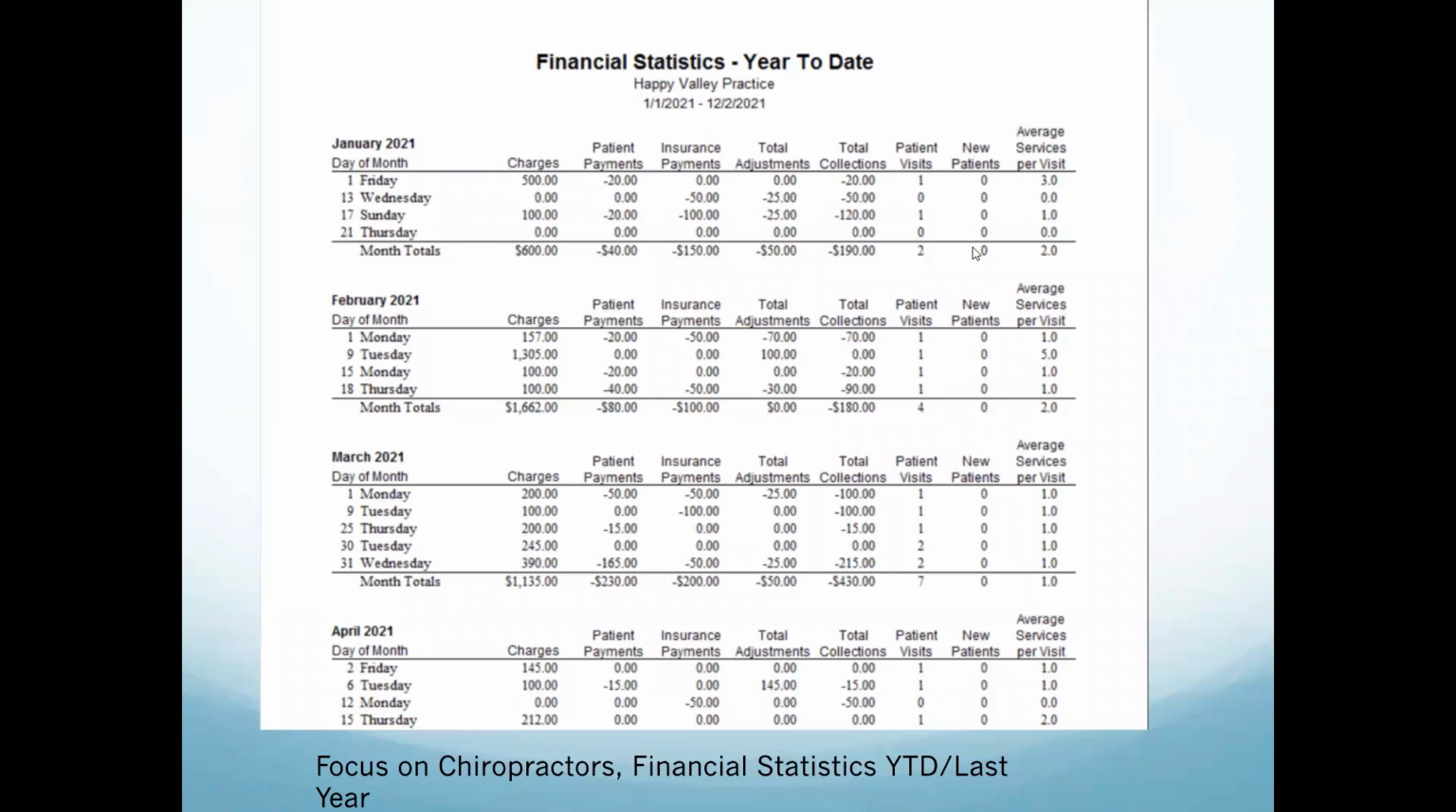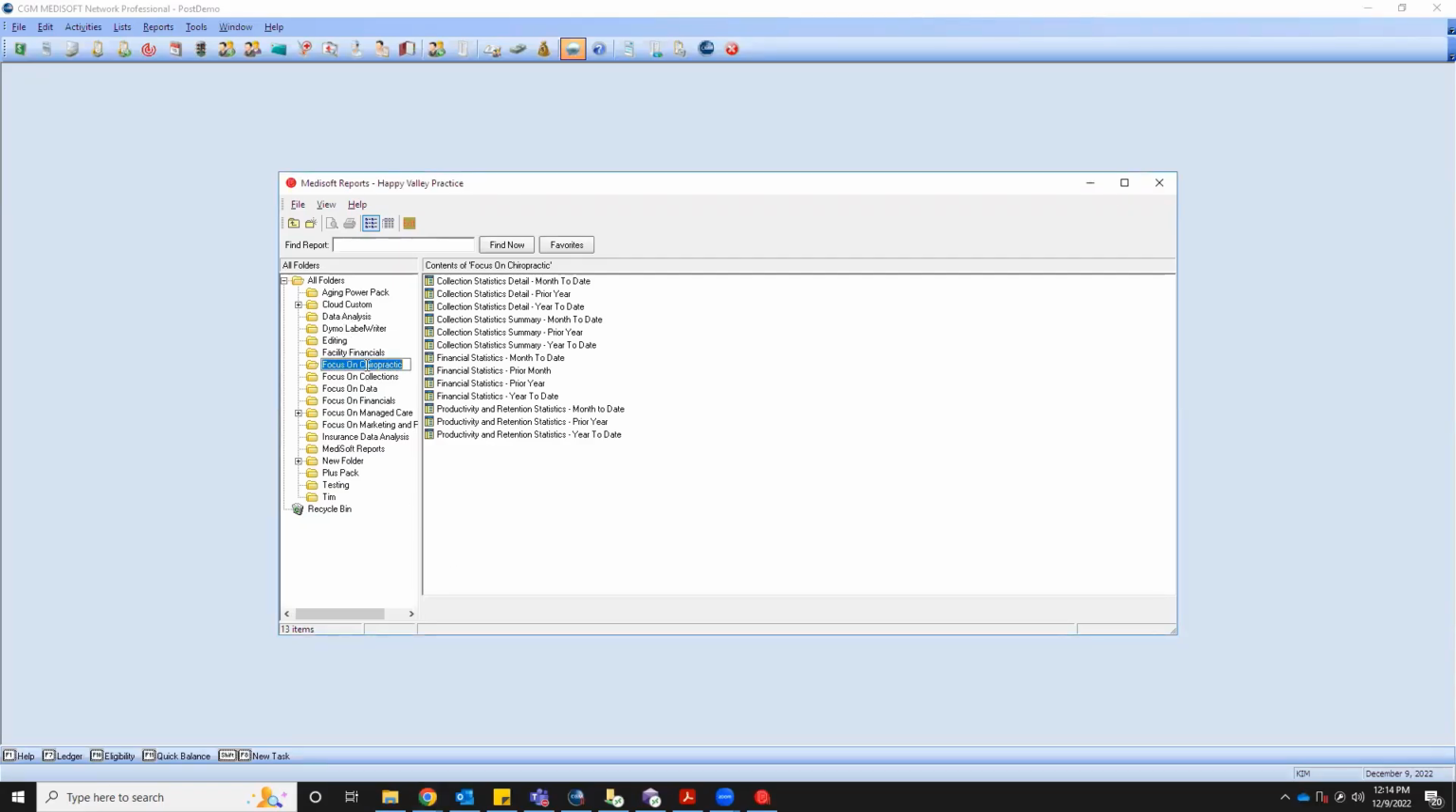That's going to be patients visiting for the first time, and it also gives you an average of your services per visit. So this is a really, really nice report if you want to see how things are going or, over the year, how many new patients you've had, and it will total everything for you as well. This can be very helpful to give you all of that information, particularly the new patients and your average services. So this report is in our Focus on Chiropractic. So we can find this financial statistics.